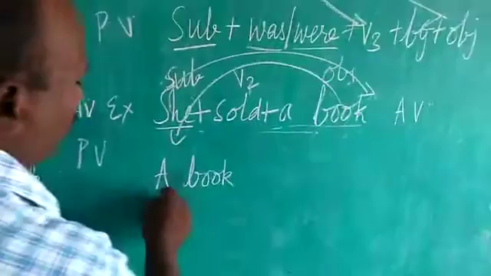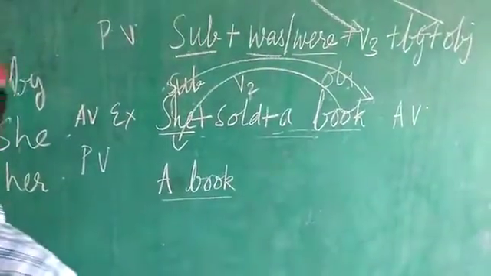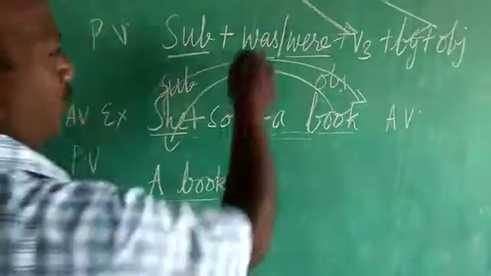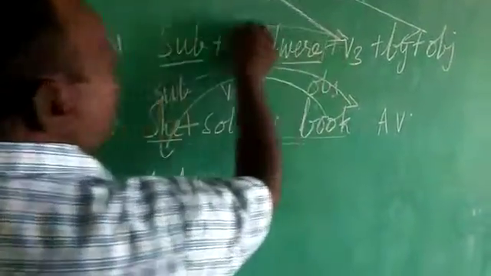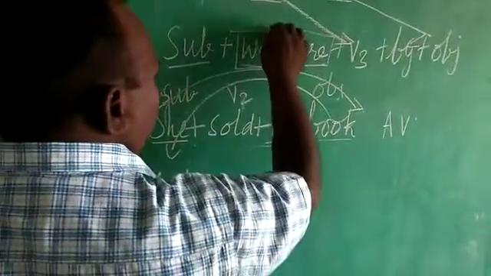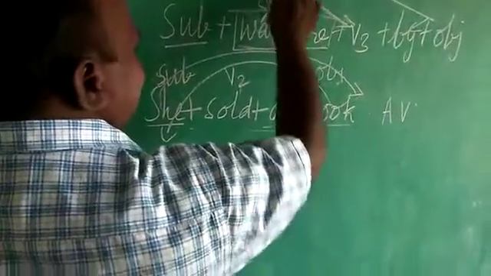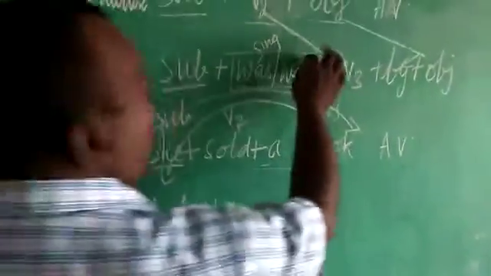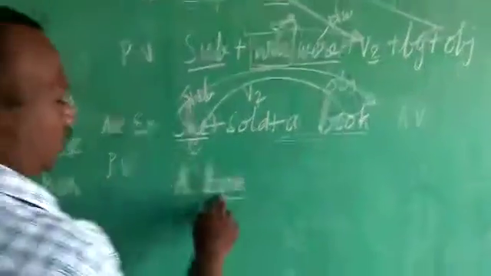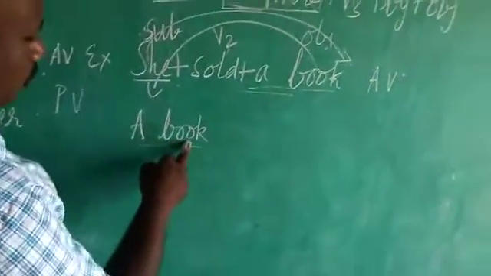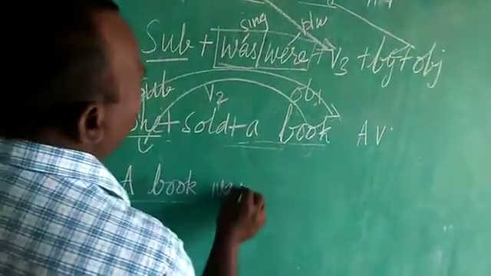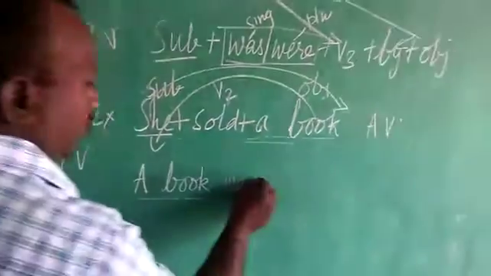Now here, what is here, children? As I told you, we have to take the B form of the verb here. You can see it here. If you see the B forms, was we take for a singular subject, and were we take for a plural subject. Now here the subject is a book. A book is singular. So what do you take? The B form of the verb. You take was.